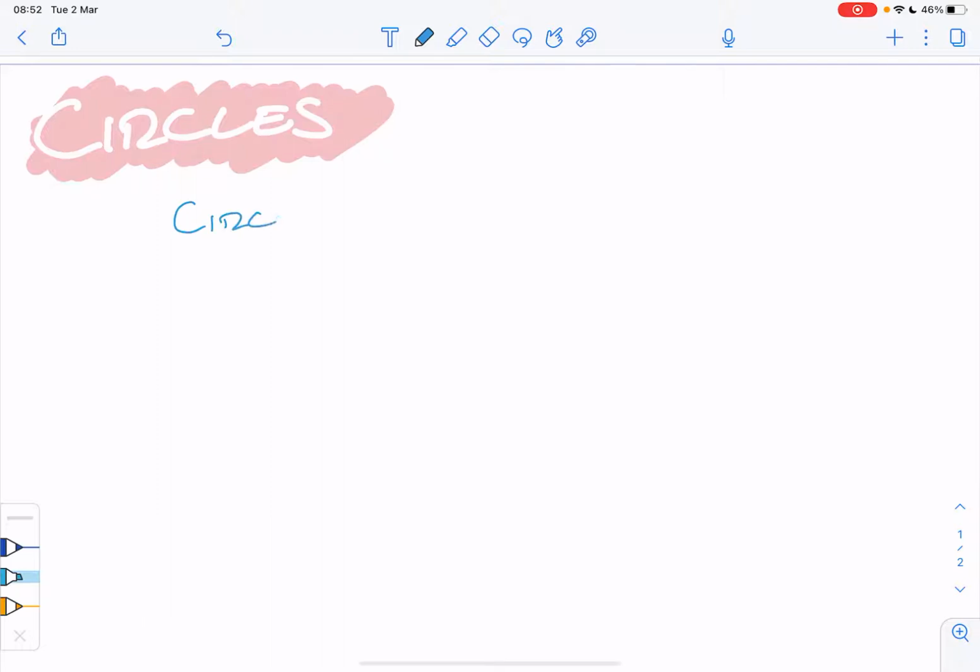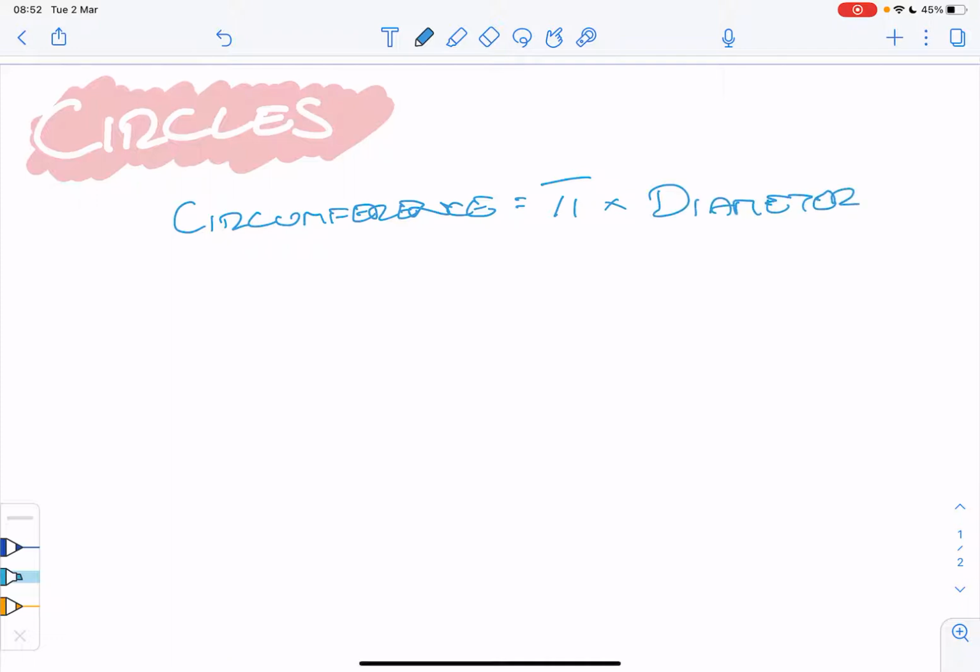So what we mainly look for, what we're gonna look at today at least, and I'm gonna look at area tomorrow, okay, is the circumference, right? Circumference is basically just the distance around a circle. In other words, it's basically just the length of the circle. And that's equal to pi, okay, times by the diameter. Okay, the diameter being the distance right across the circle from one side through the center to the other.